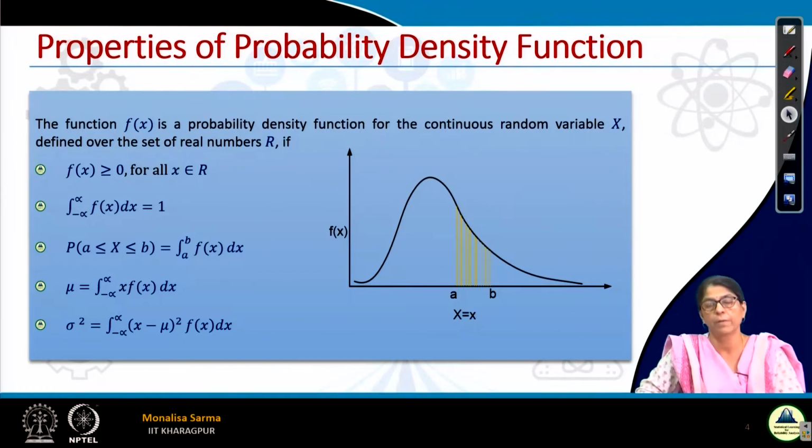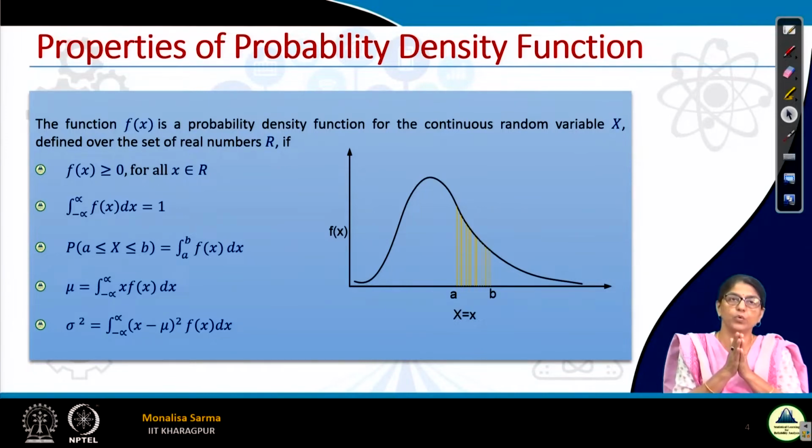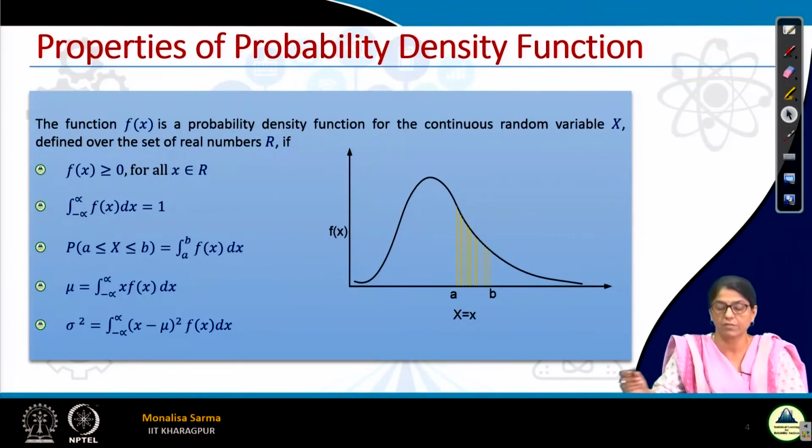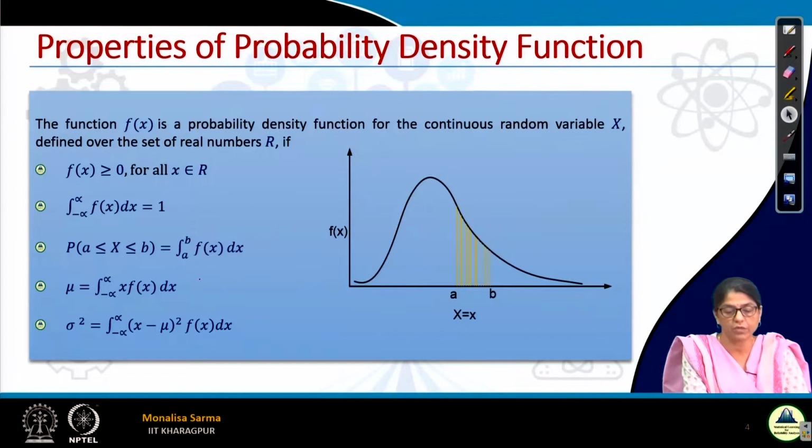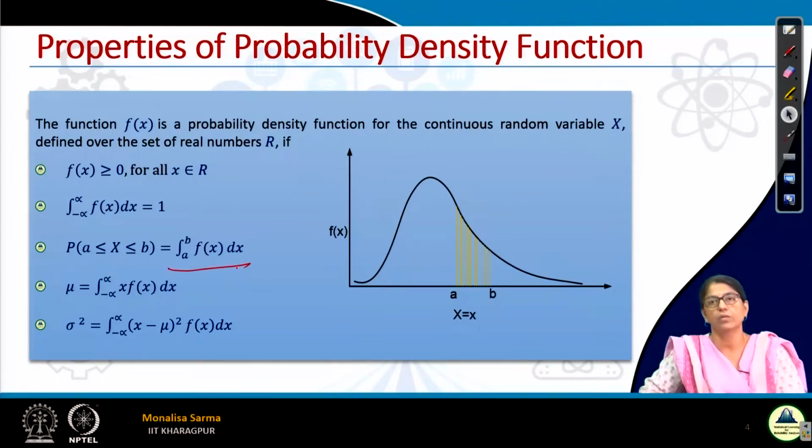These are the 2 conditions. Now if I want to find out the probability between 2 values, a and b, in the figure, how can we find it out? It is just the integration of f(x) within the values a to b. That is how we do it for a continuous random variable, when the variable is continuous.